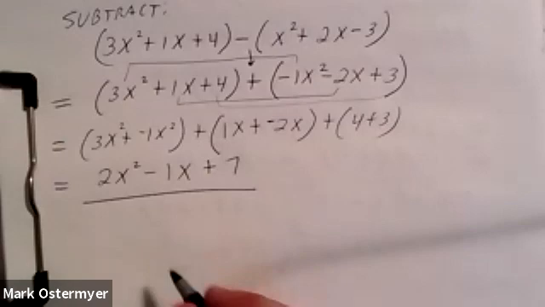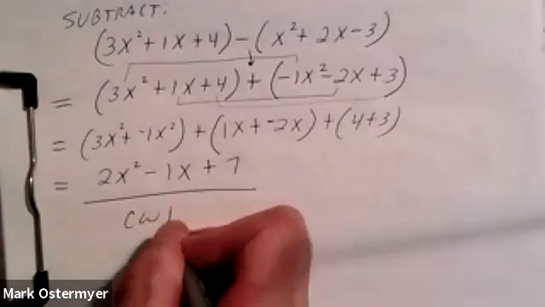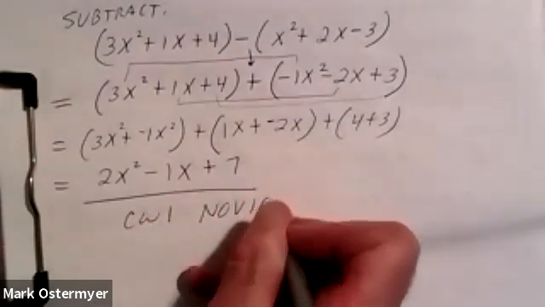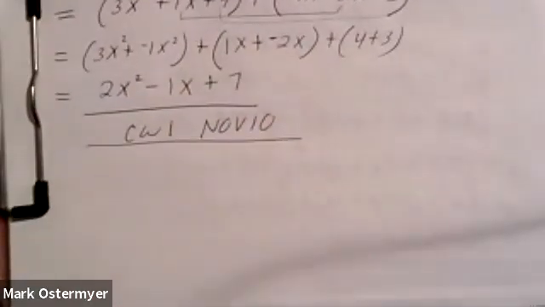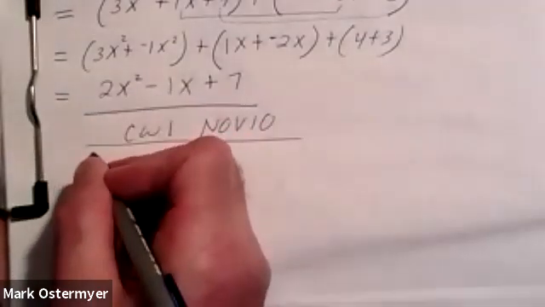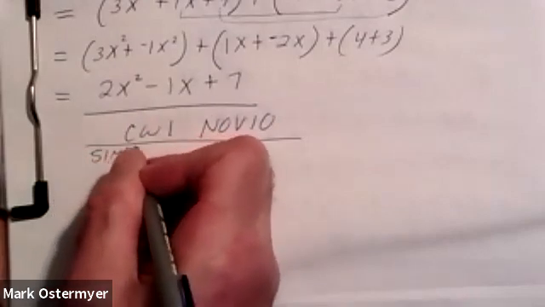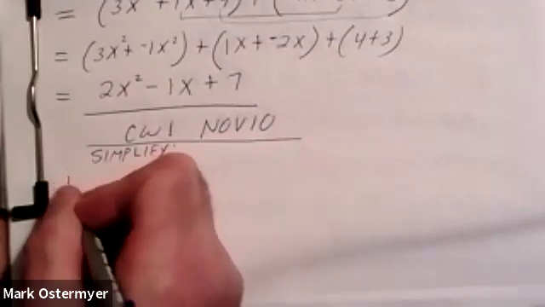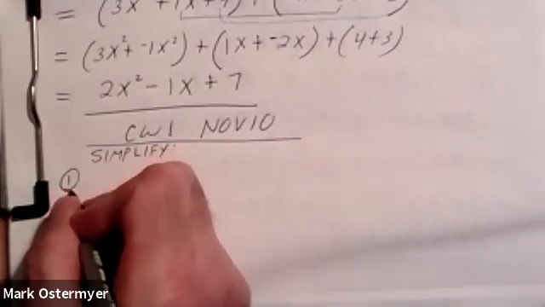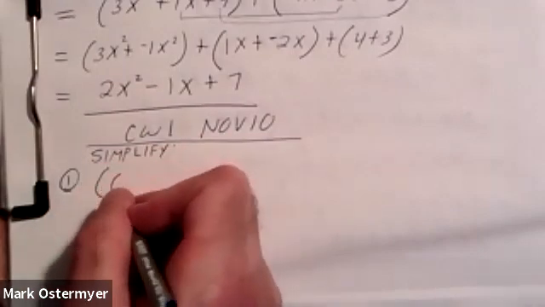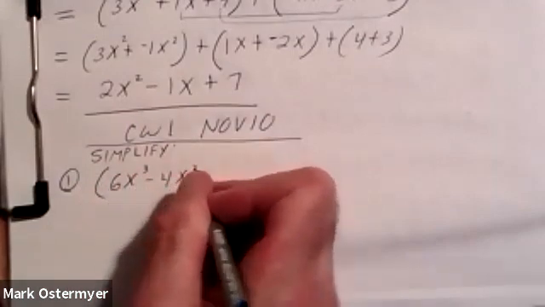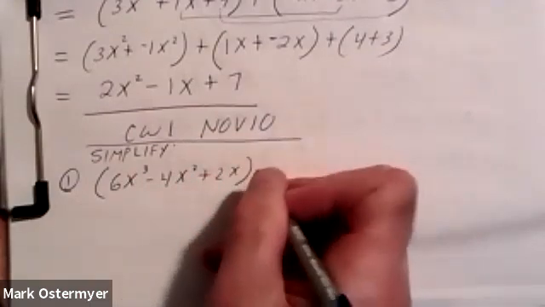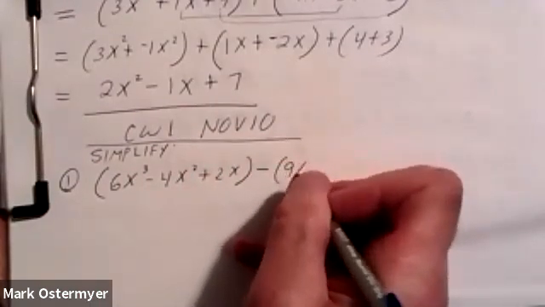What we could do is we could try classwork number 1. Today is November 10th, 2021. And we will try to do a couple of these problems. I would like you to simplify these. Problem number 1. See if you can take this trinomial and subtract off this trinomial.